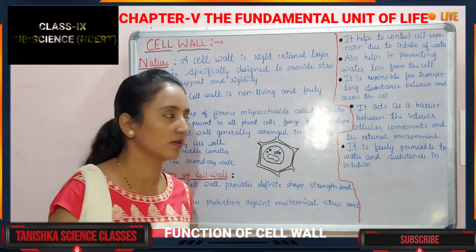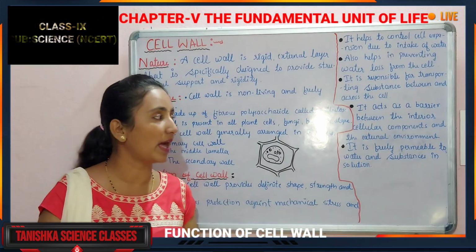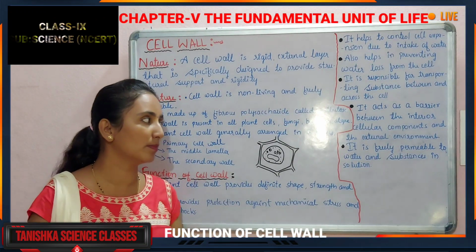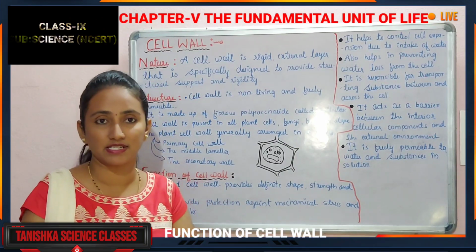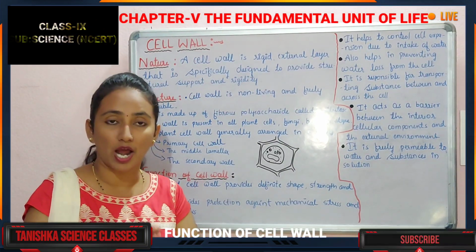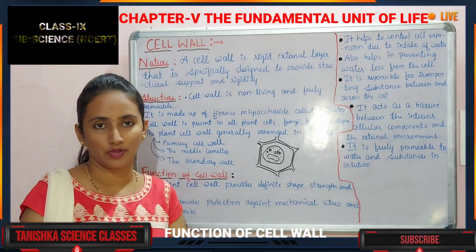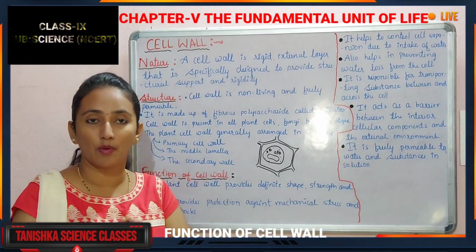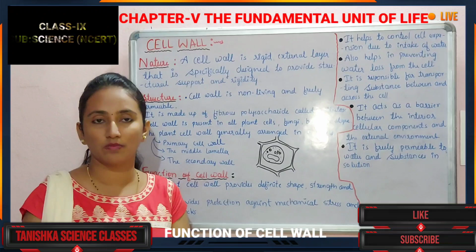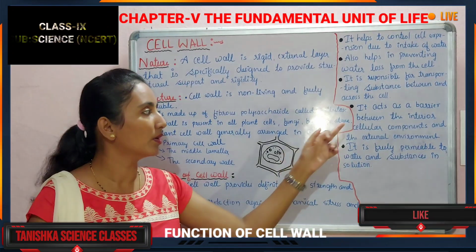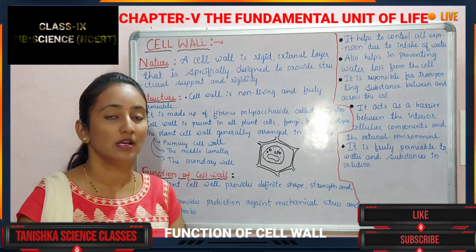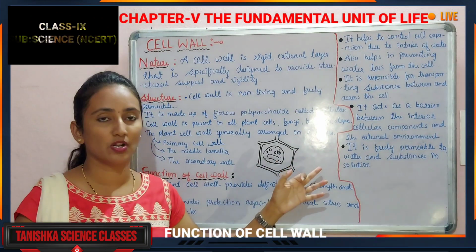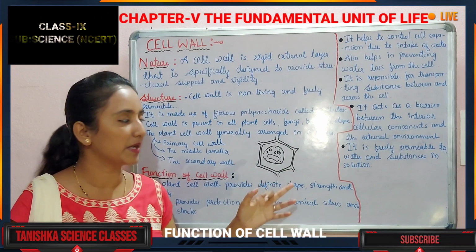By the cell wall. So next, it acts as a barrier between the interior cellular components and the external environment. So it is like a barrier, we can say. It's like a wall. So unwanted things should not come into the cell. So it avoids them. It prevents the intake of unwanted things into the cell. So it acts like a barrier between the interior cellular components and the external environment.